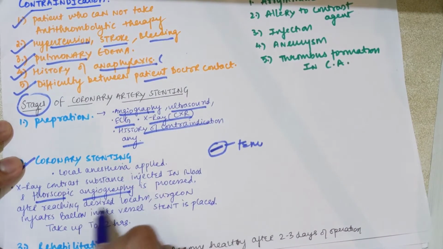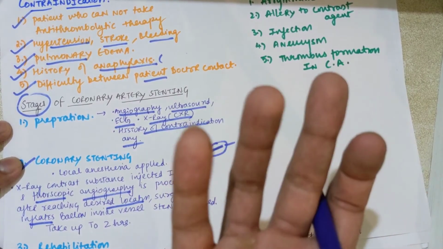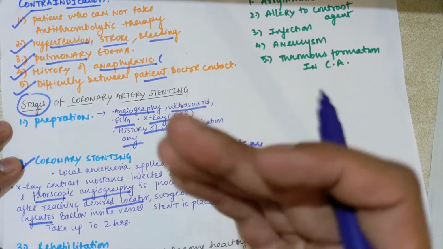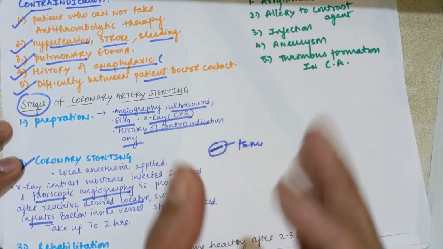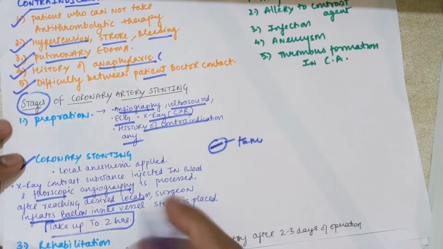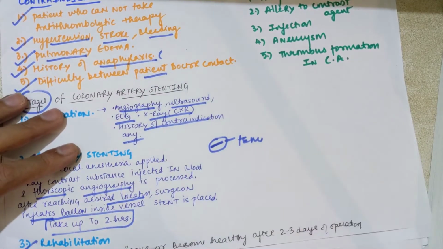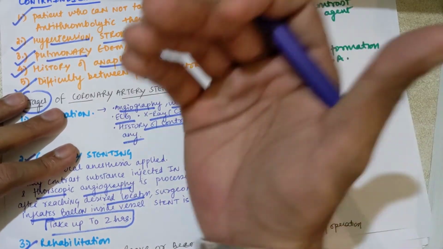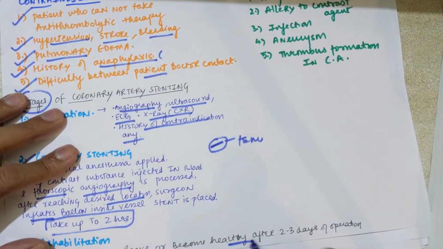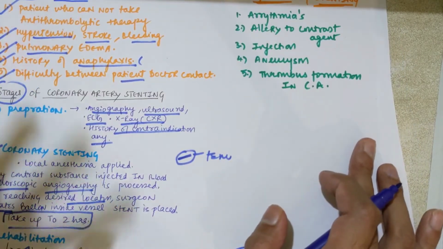Clear? And after reaching the desired location, the surgeon inflates the balloon of that catheter inside the blood vessel, and now the stent from the second catheter is placed there. Okay, and this process actually takes up to 2 hours. Clear? Now rehabilitation, this is the recovery of the patient, how much time the patient takes to recover after this surgery. So the patient can leave the hospital after 2 or 3 days, okay, but full recovery takes around 1 month.